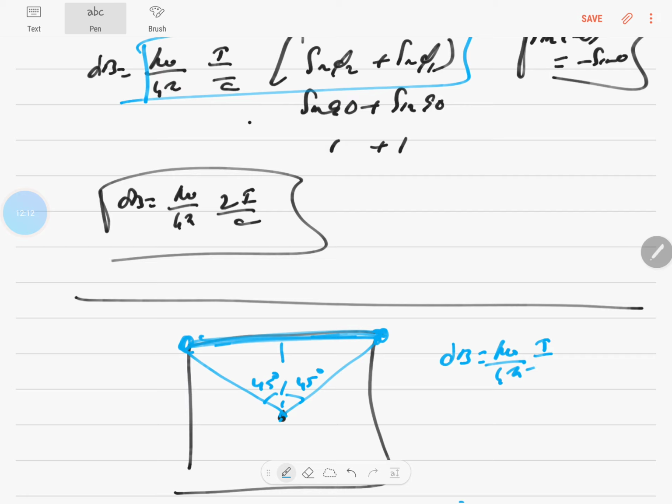The whole formula in this case for the blue color wire, the magnetic field will be mu naught by 4 pi into I by A into sin 45 plus sin 45, which is 1 by root 2 plus 1 by root 2, which is 2 by root 2. Therefore it will become root 2. Therefore the formula dB is equal to mu naught by 4 pi into root 2 I by A will be the formula for this blue wire.